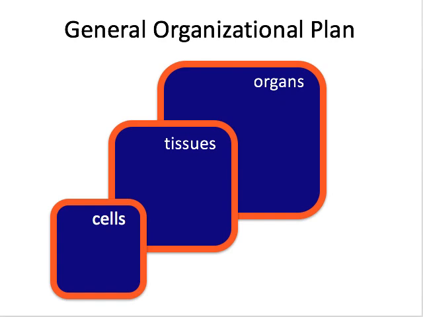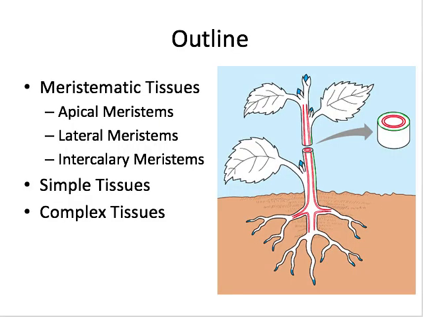Previously, we talked about plant cells. Cells are organized into tissues and tissues are organized into organs. After this tissues lecture, we're going to launch into all of the major organs that are found in plants. Our lecture outline is as follows. We're going to learn about all of these different types of tissues, including the meristematic tissues, which includes apical, lateral, and intercalary meristems. And then we will compare and contrast the simple versus complex tissues.